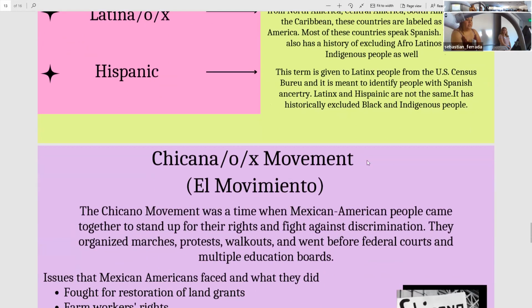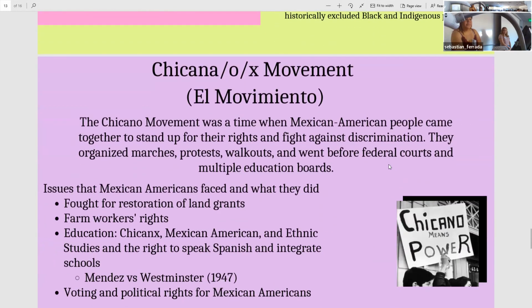Thank you, Jocelyn. Now that we know some of the terms, I wanted to go over the Chicanx movement, also known as El Movimiento. Just to make it a little easier moving forward, I'm going to just say Chicano movement. The Chicano movement was a time when Mexican Americans came together to stand up for rights and fight against discrimination. And they did this through marches, protests, walkouts, and they went before the federal courts and multiple education boards to demand change.